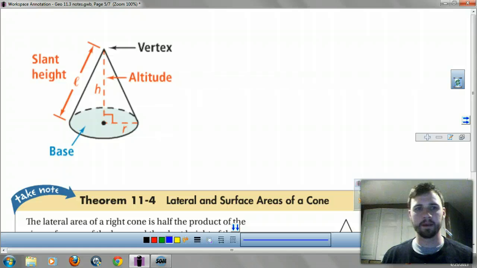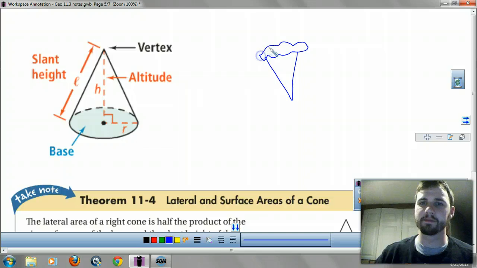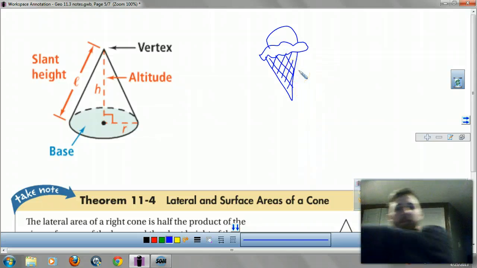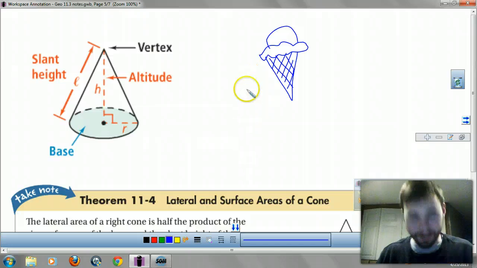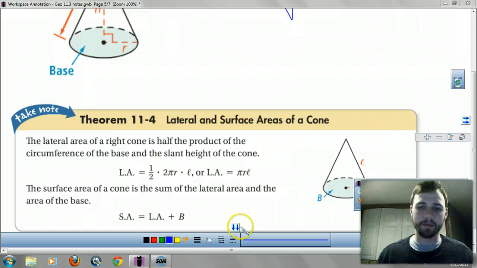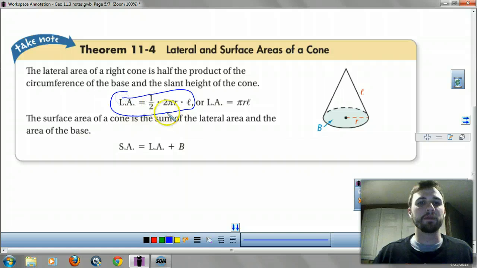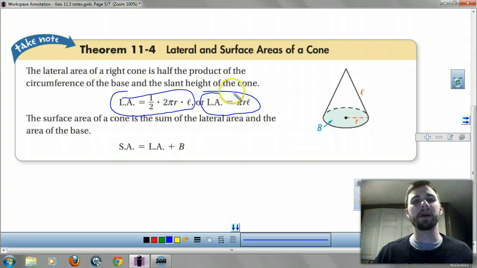Let's look at cones. Ice cream cones? Anyway. Ice cream cones, we have all the same stuff, just our base is a circle. So we modify our formula a little bit. Our lateral area is 1/2 2 pi r times L, aka pi r L. It's half your circumference times your slant height.